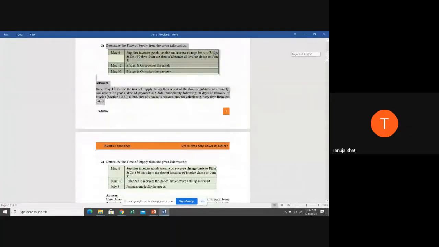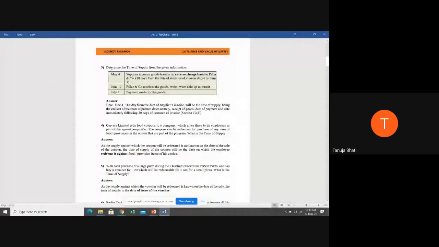Let us move ahead to problem number 3. Determine the time of supply from the following information. On May 4, the supplier invoices goods taxable on reverse charge basis to Pillar and Company, and 30 days from the date of issuance of invoice will lapse on June 3rd. So students, first we'll just read the entire problem, then I'll explain. On June 12, Pillar and Company receives the goods, and on July 3, payment is made for the goods.